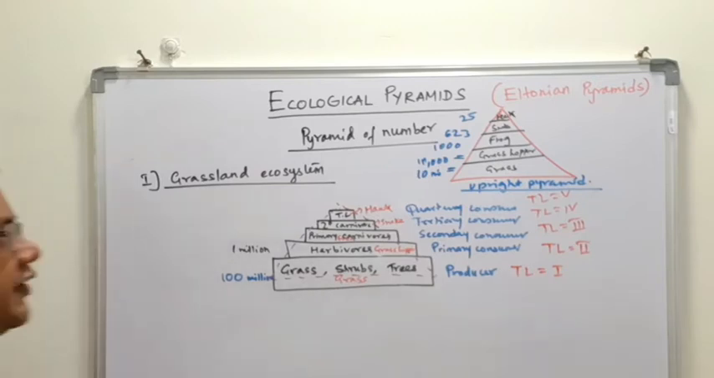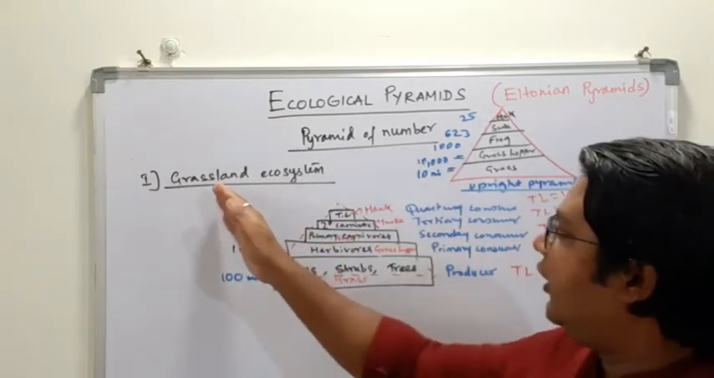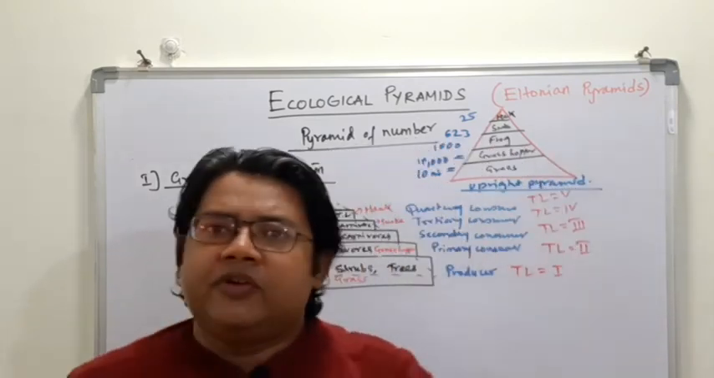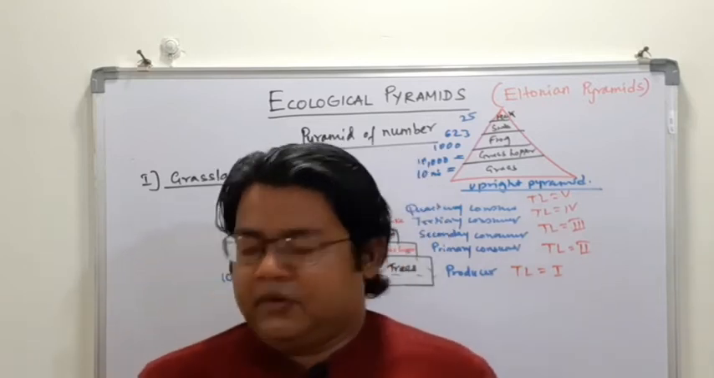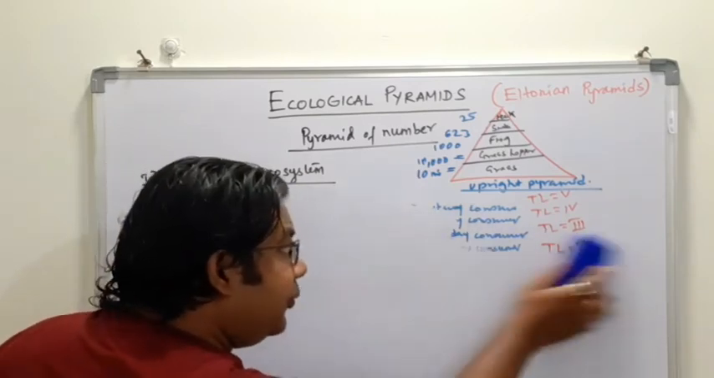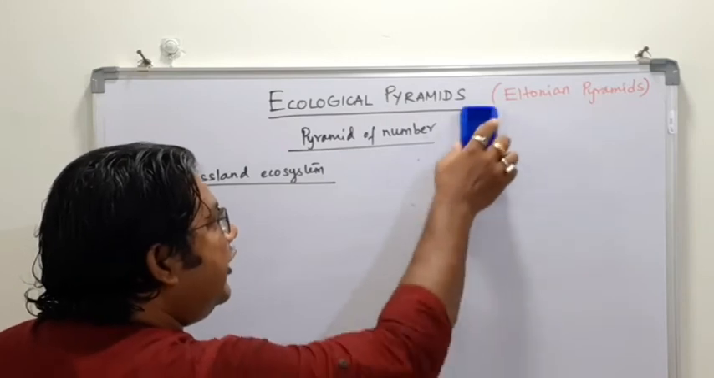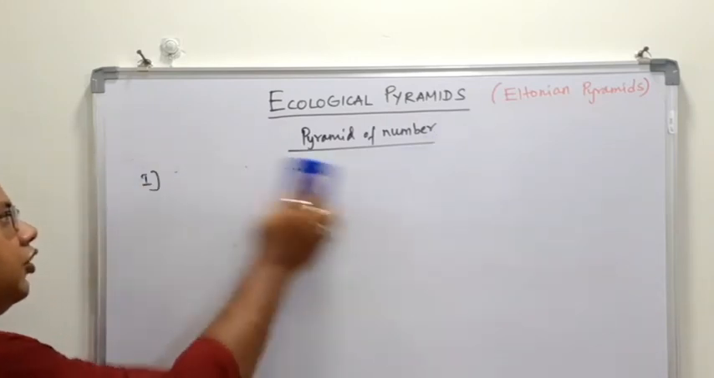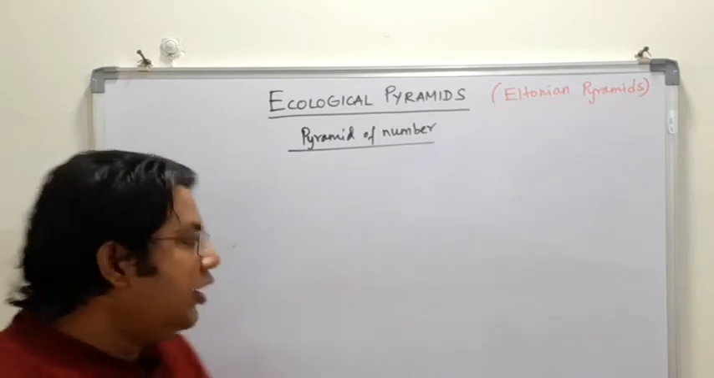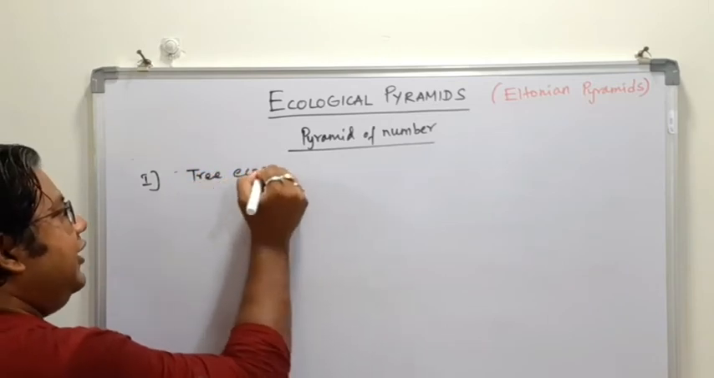Now let us do one thing. Let us take a different ecosystem. We had taken the grassland ecosystem over here. Let us take a different ecosystem with a different type of food chain. Okay, now I will clear this portion again. So I hope you have understood what we are doing. We are only representing the number of individuals at each trophic level in a given ecosystem. We are still talking about the pyramid of number, and now we are taking an ecosystem. Now I am writing tree ecosystem.